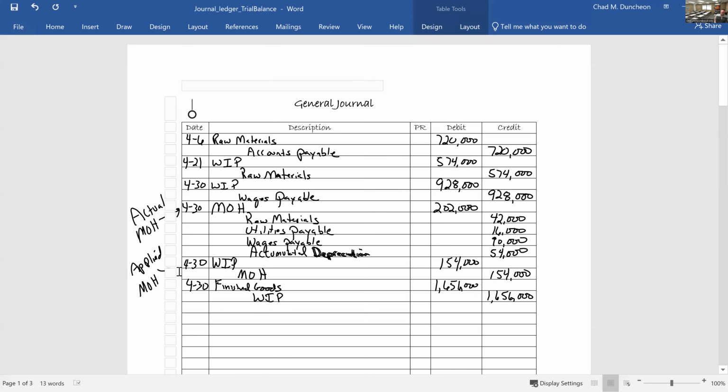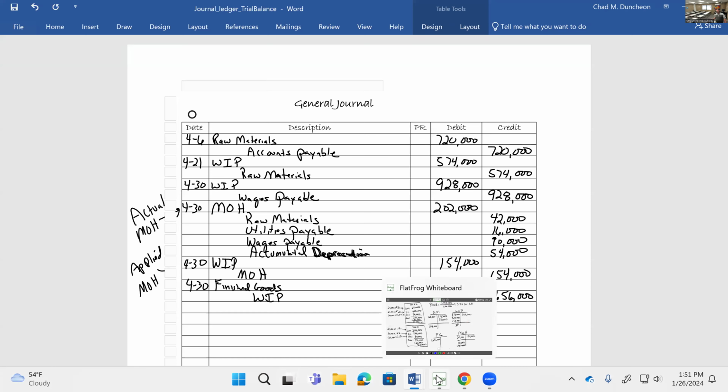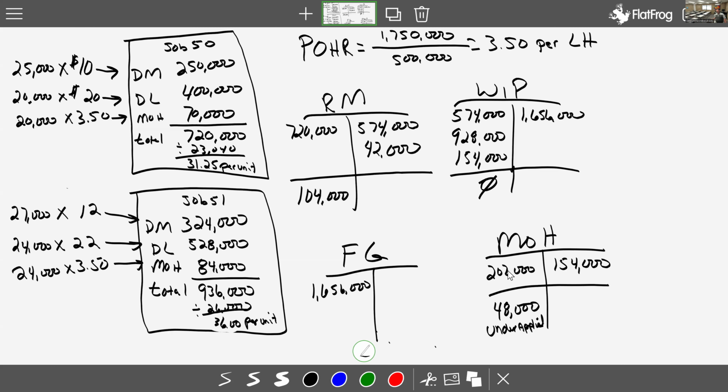Remember, when we put it on the job cost sheet, it's going into that WIP inventory, that work in progress, of 154,000. Notice that whenever I put it in here, now I have manufacturing overhead of 202,000. That was our actual costs. We applied 154,000, so we were $48,000 off, and we applied less than the actual cost. So we had some under applied overhead here.